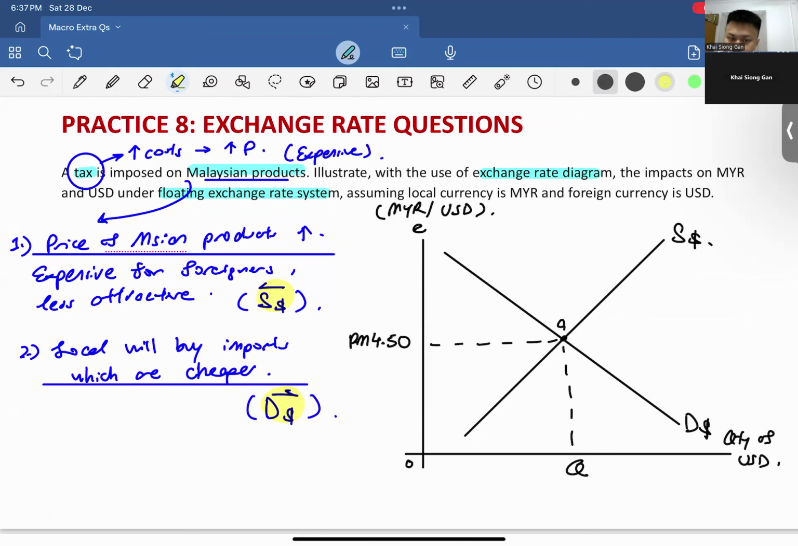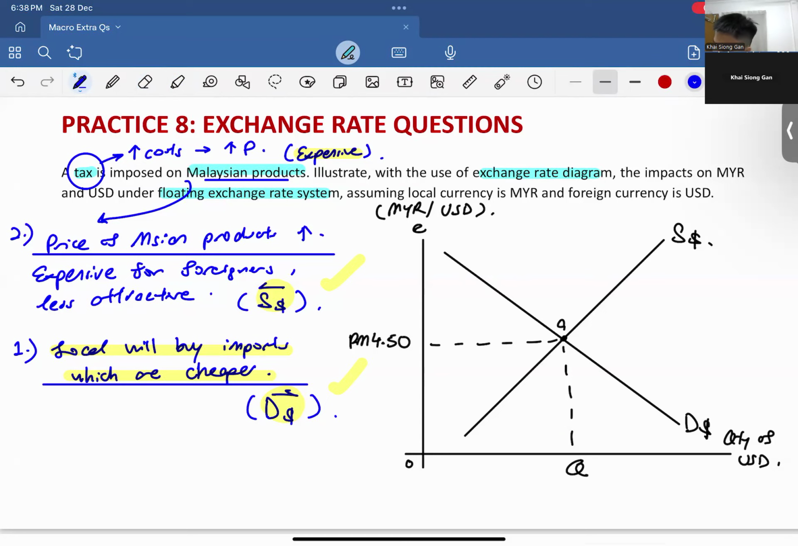Usually in this scenario, the direct impact will be this one. When the tax is imposed on Malaysian products, it makes it more expensive. So locals will not buy their local products. They will buy imports instead, which are cheaper. So usually you will see this impact first, and then at the same time, foreigners also do not want to buy, less attractive to them, so lower supply of US dollars. Doesn't matter which one you draw first. Let's say I want to draw the bottom one first because I feel that that is the primary impact, and it's more accurate to show this impact first, followed by this one.